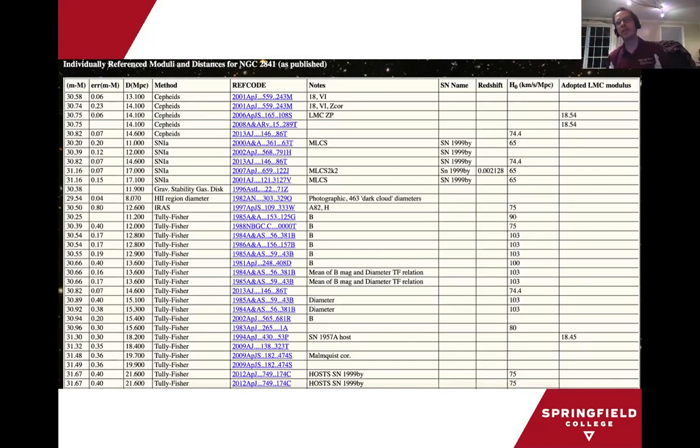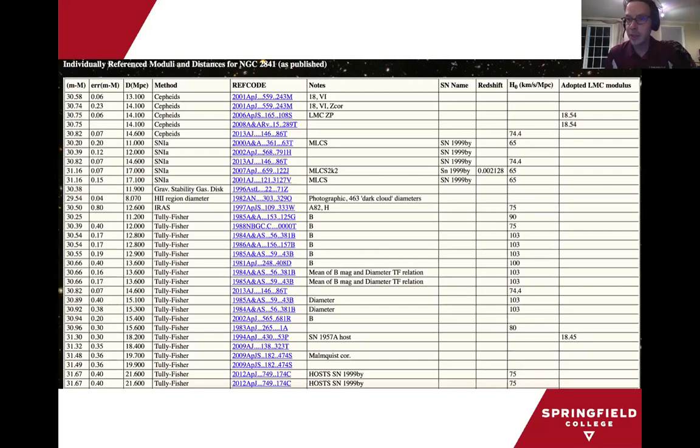I bring this up because if we go to the NASA Extragalactic Database and look up the distance to a particular galaxy, here is one taken straight from the website for NGC 2841. I can't even count this, but there are about 25 or 30 distance measurements. And if we look at the distances, it ranges from 13.1 megaparsecs all the way up to 21.6 megaparsecs. This is a huge, huge deviation. It's almost a factor of 2.